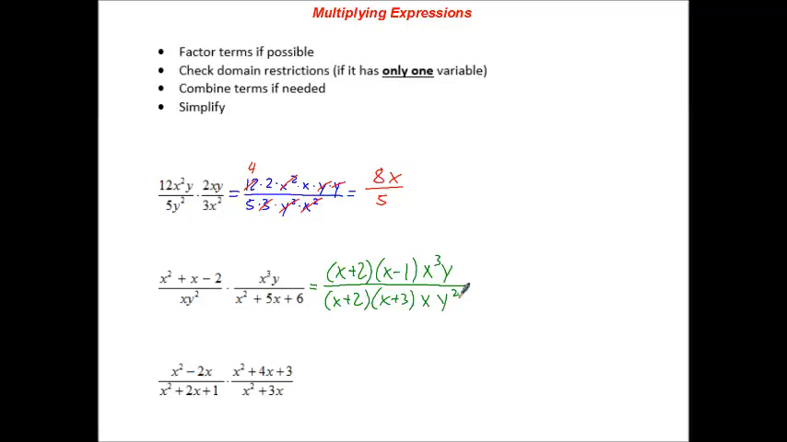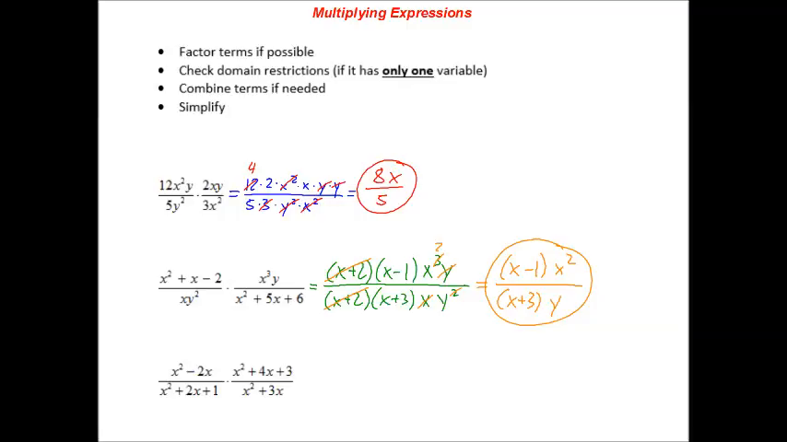Now let's go ahead and see what we can simplify. X plus 2 and x plus 2 can be cancelled out. Here we get, for x's, x squared left in the numerator. And for the y's, we just got a single y left in the denominator. So our fully simplified answer is x minus 1 times x squared over x plus 3 times y. This is our final answer. And yet again, we do not have to look for domain restrictions since we started off with two variables and also ended up with two variables, x and y.